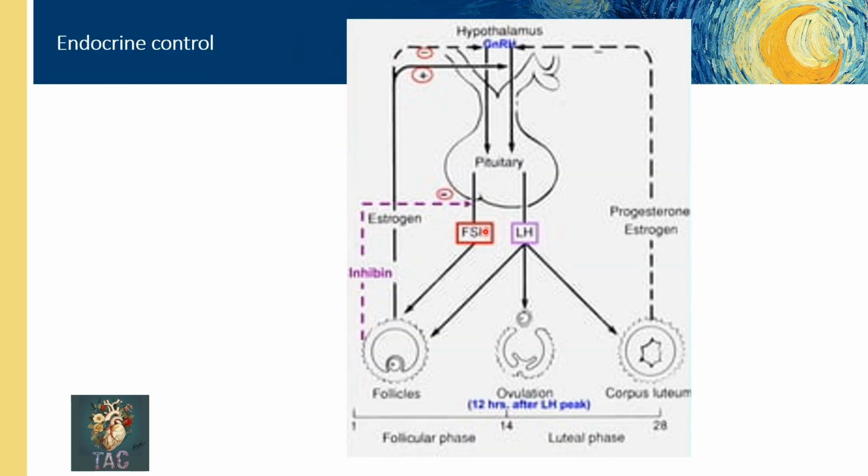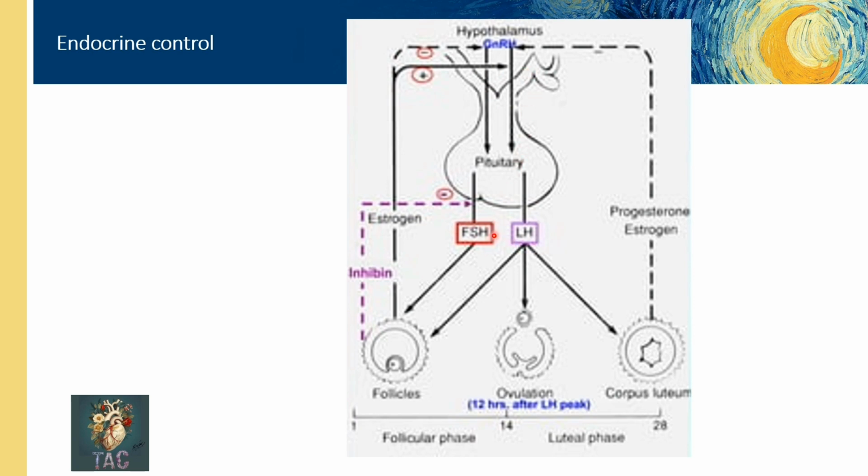So this is the endocrine control. The hypothalamus basically secretes gonadotropin releasing hormone, which affects the anterior part of the pituitary. This anterior pituitary then releases follicle stimulating hormone, which recruits follicles from the ovaries, and the ovarian follicle starts to develop. This ovarian follicle then starts secreting estrogen hormone, which has a negative feedback on FSH, but it also has a positive effect on GnRH.